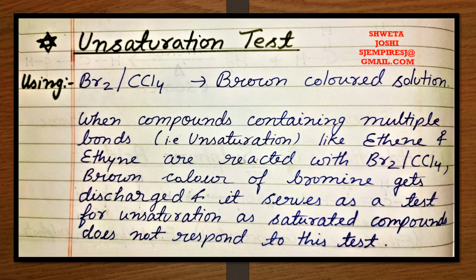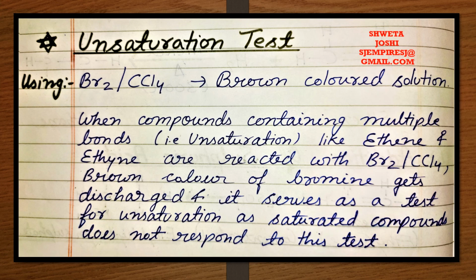Now covering the unsaturation test, which is related to the halogenation reaction. The color of bromine in CCl4 is brown. When compounds containing multiple bonds, that is unsaturation, like ethene or ethyne, are reacted with bromine in CCl4, then the brown color of bromine gets discharged. It serves as a test for unsaturation, because of the absence of a double or triple bond in saturated compounds, they do not respond to this test.